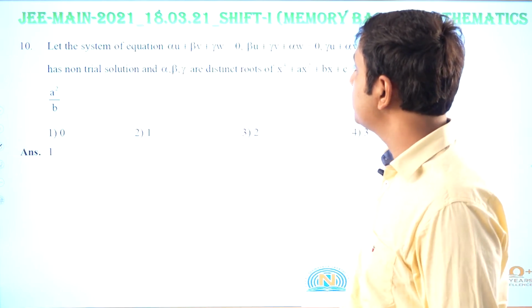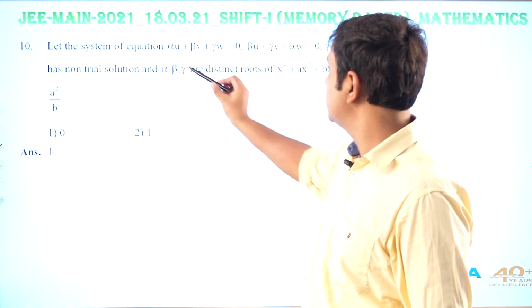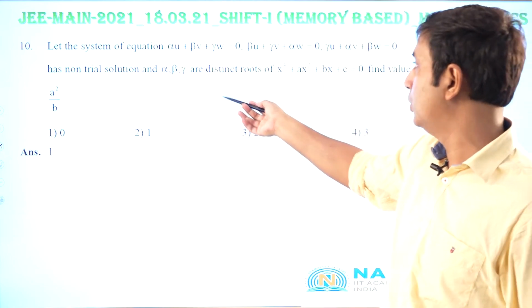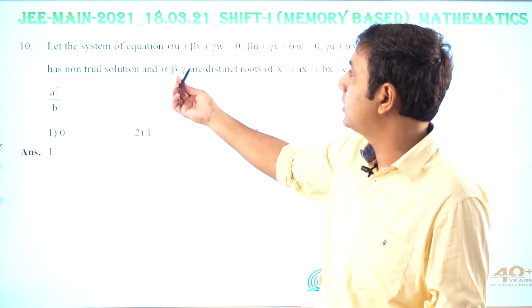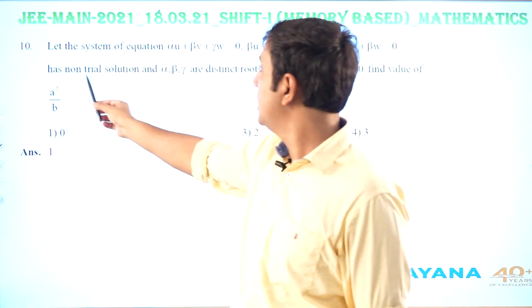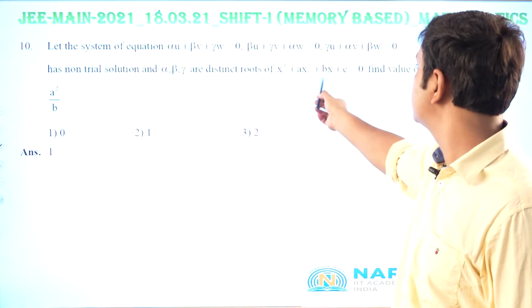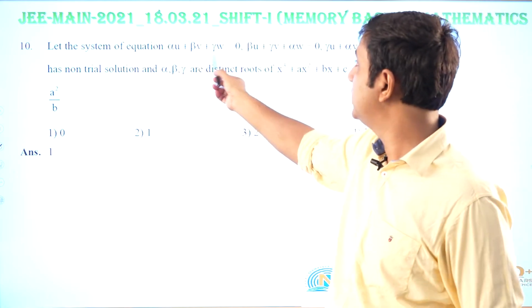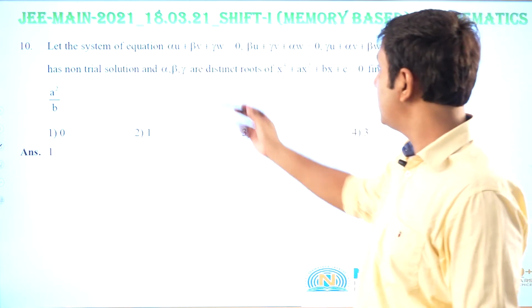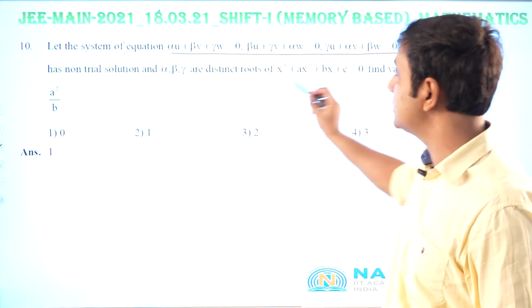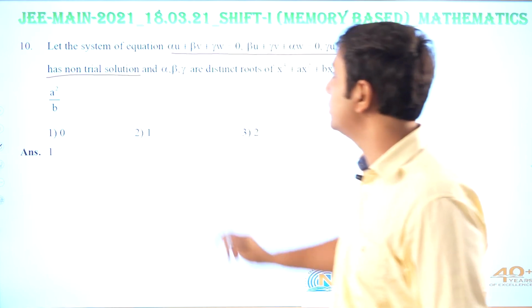Now in the next question, system of equations. Now these are the system of equations. When you read a system of equations, you may not know which is the variable, u v w or alpha beta gamma, but later after describing the system, it's writing alpha beta gamma are distinct roots of this, find the, which means alpha beta gamma are not the variables, u v w are the variables, alpha beta gamma are the coefficients. Now since the system of equations has a non-trivial solution.